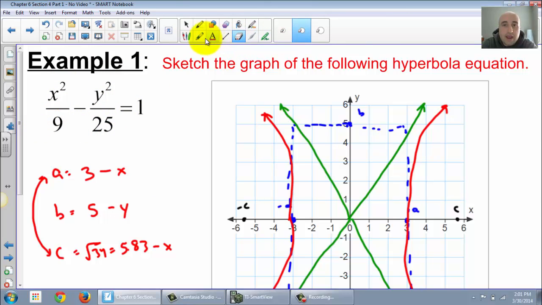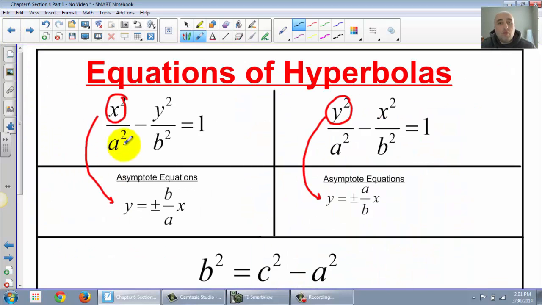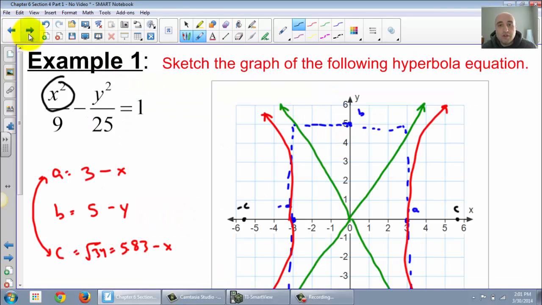Okay, so now let me get rid of some stuff attached to here. Okay, now notice our equation starts with x squared. So I'm going to go back to my formulas. The one that starts with x squared, here is the asymptote equation I'm going to use. y equals plus or minus b over a x.